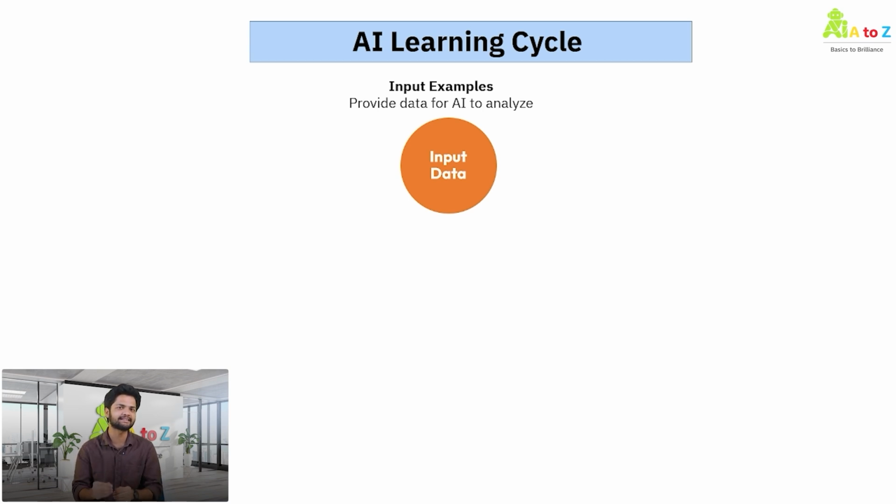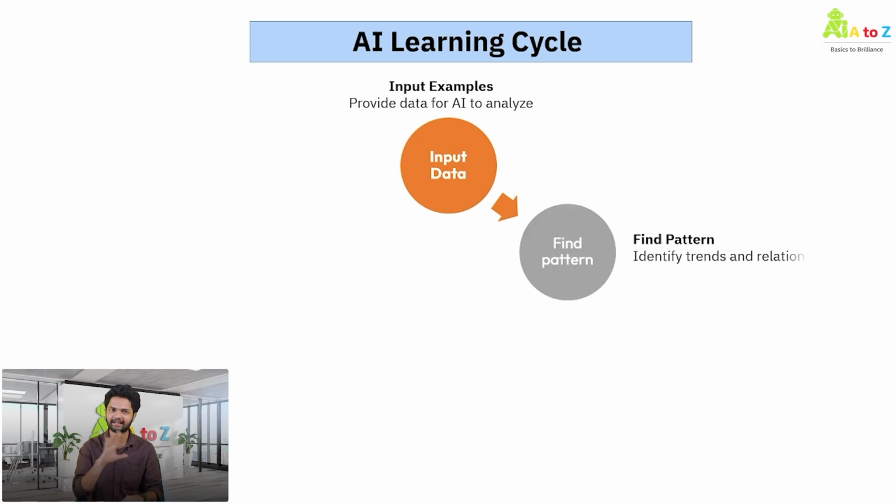The system is given data to work with, not instructions, not rules. It is just given examples. These examples could be images, text, user actions, or sensor data. At this stage, nothing intelligent is happening yet. The system is simply being exposed to the information. And now, once it has enough examples, it moves to the next step, finding patterns.